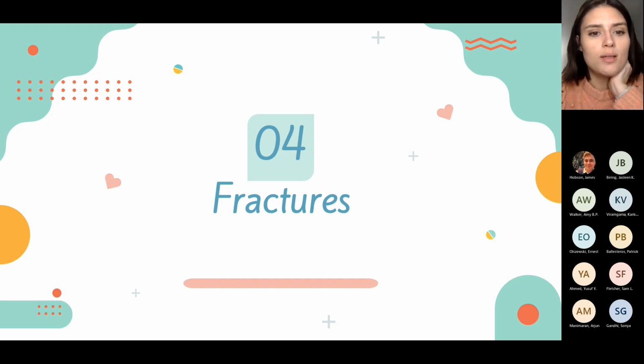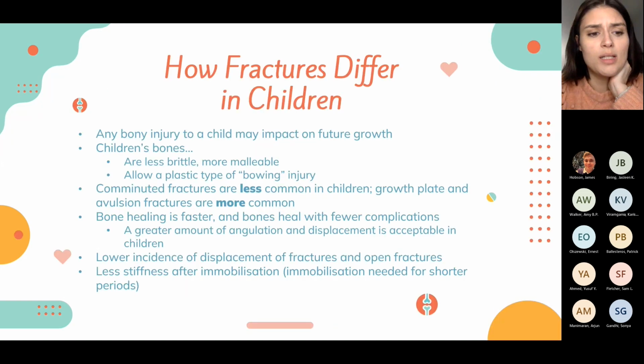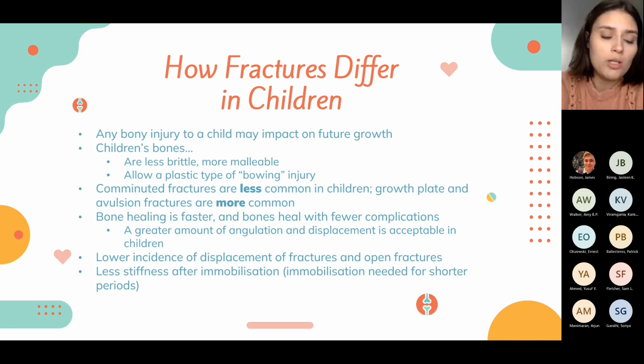So moving on to fractures. I'm not going to go super in depth into all of the fractures, but I think it's really important to know how the types of fractures differ in children and how assessing them and managing them is slightly different. So obviously you've got to bear in mind that children are still growing, so any fracture to a bone now could have potential implications on a child's bone growth in the future. So it's really important that we identify them properly, treat them really well, and make sure they're in good alignment and things like that.